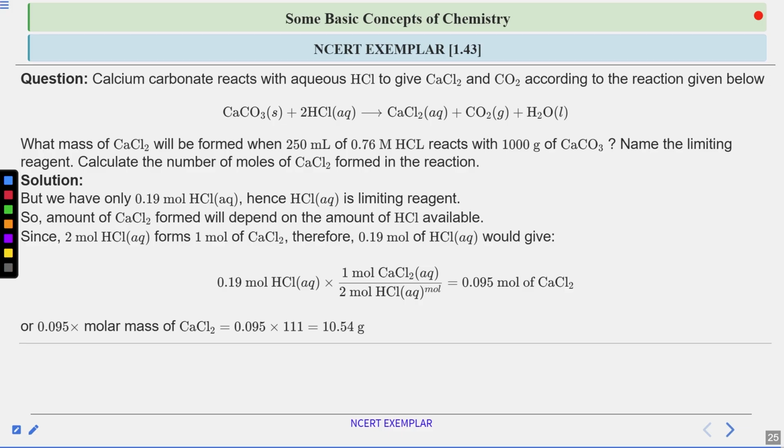Now we can calculate the mass also of the CaCl2, which was our last question. It will be given mass into molar mass, which is 10.54 gram. So this was all about this question. If you have any issue with this question, you can ask now, at any point, if you don't understand. So just go through this calculation once again. If you have any issue, you will get it. Yes, it will be simply 0.19 by 2.